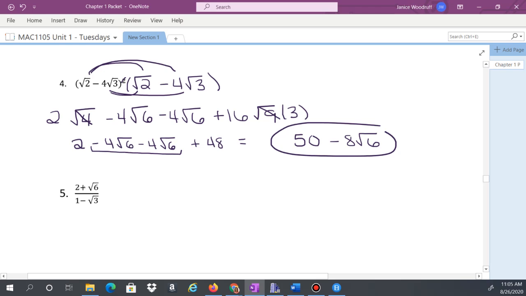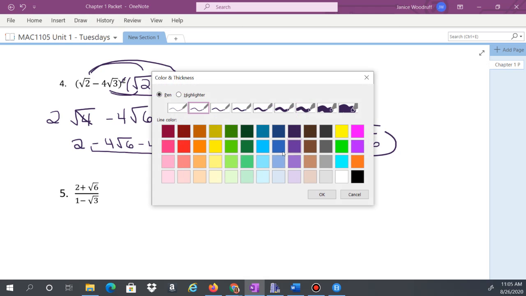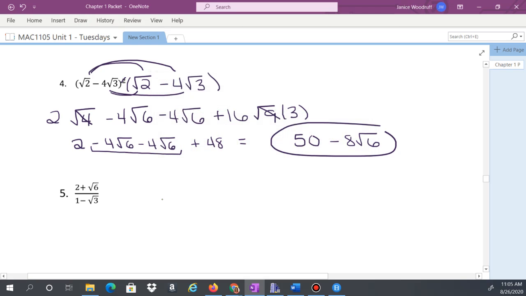All right, and then we have the same rules in number 5 that we did for the i's. So when I'm dividing, I'm going to multiply again by the complex conjugate here. So that complex conjugate would be what? Good, yes, 1 plus radical 3. So we're just changing the sign in the middle. So then we're going to FOIL on the top and the bottom.